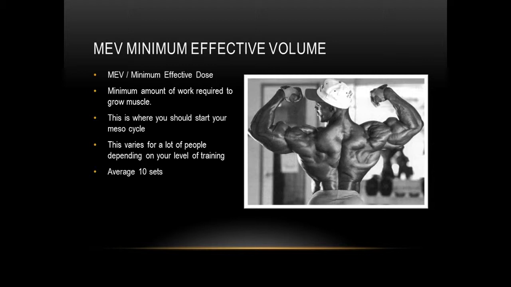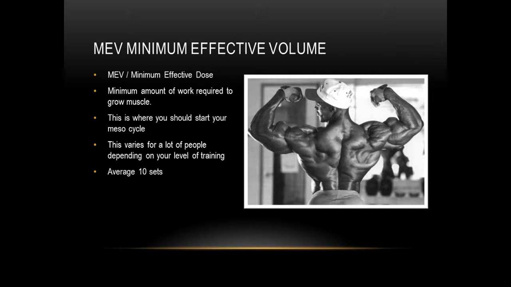But at the start of our mesocycles, we should start around 10 sets and then start accumulating as the mesocycle goes on. So week 2, maybe 12 sets. Week 3, maybe 14 sets. Week 4, maybe 16 sets, and so on and so on. And obviously, for more trained individuals like Ronnie Coleman with his big back, it's going to take maybe 16 sets for even him to start growing.